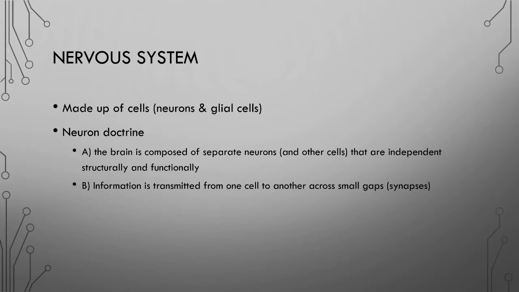Neurons chiefly process information, so they receive input from many other neurons, they integrate that input, and distribute it along to other neurons. Building from the historical context you learned about in week 1, the discovery of neurons and its structure led to the neuron doctrine. Basically, what that says is that A, the brain is composed of separate neurons that are independent both structurally and functionally, and B, information is transmitted from cell to cell across small gaps, and these gaps are called synapses.